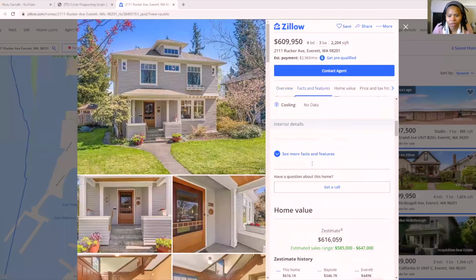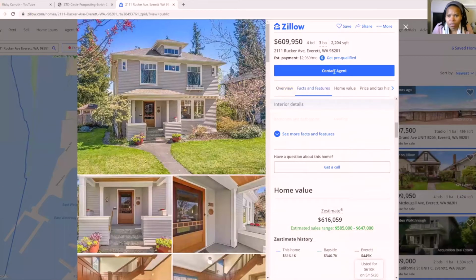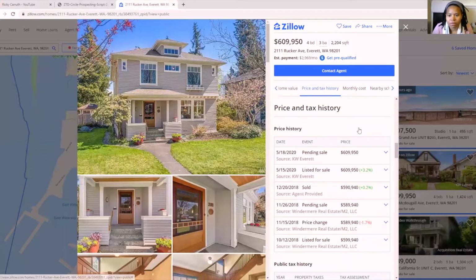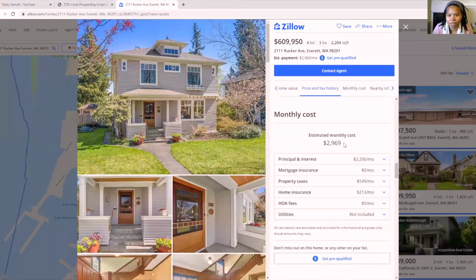All right, so I'm going to share my screen here with you, and we're going to look at one of my current listings. Okay, and so this one here is over on Rucker. And let's see, so here you go. If you scroll down the side here, maybe, if it will let me, it will take you down to the estimated monthly cost. Okay, so here's the deal with the monthly cost.